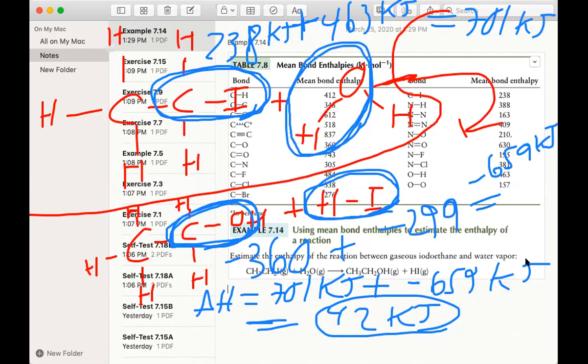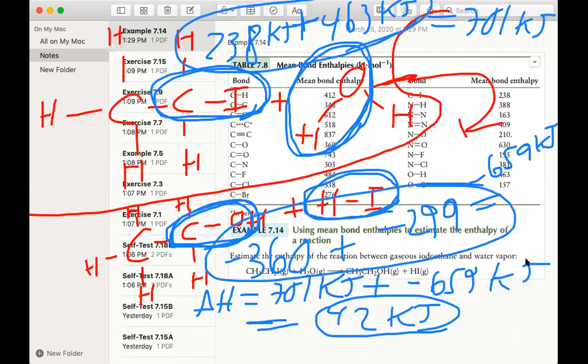Dr. J, I have one last question. Is it always going to be the case where bonds are breaking? The bonds in the reactants are breaking. The bonds in the products are forming. Okay, so the bond enthalpies are positive in the reactants and they are negative in the products. Yep. All right, any other questions?